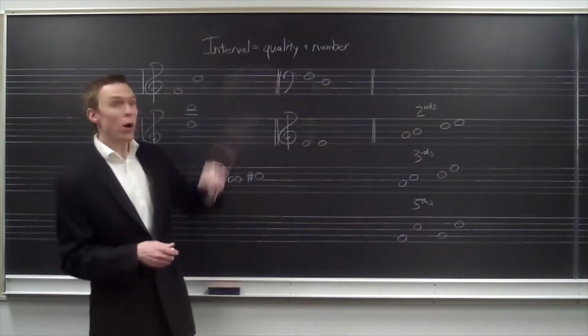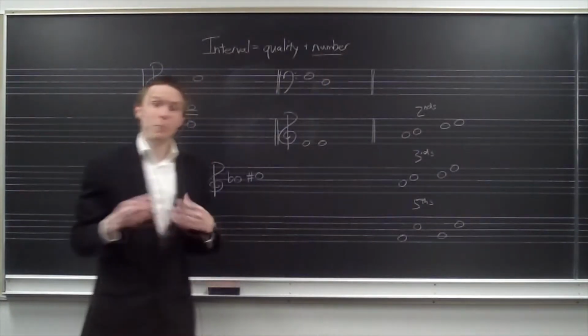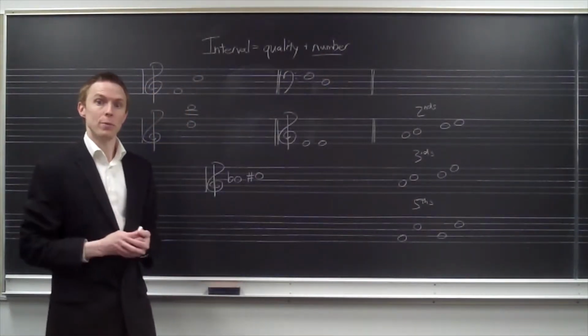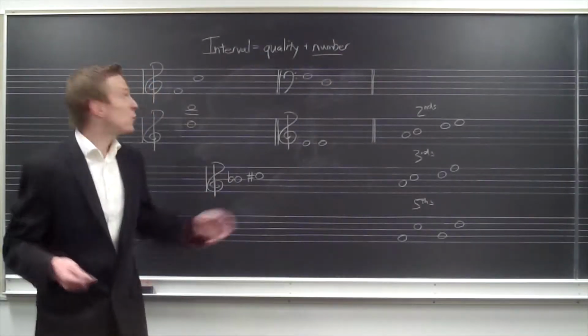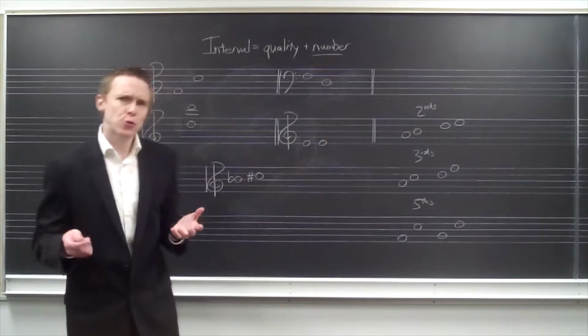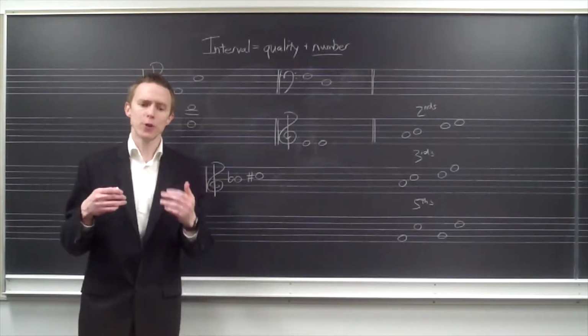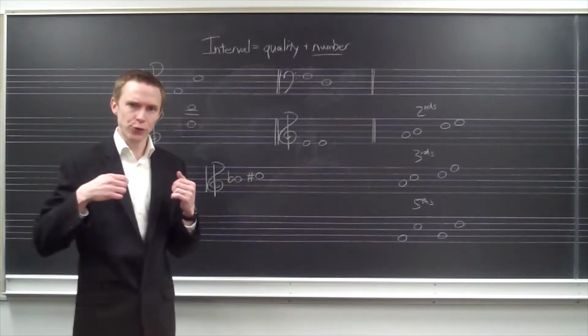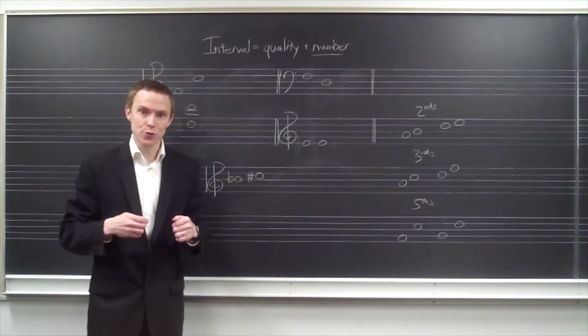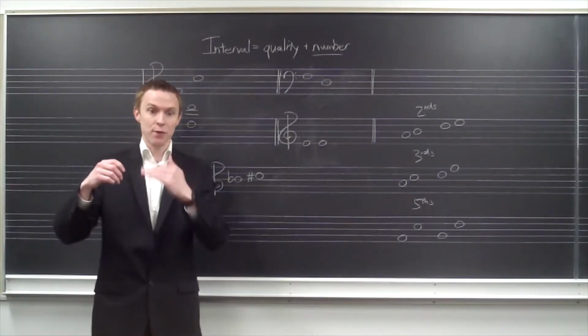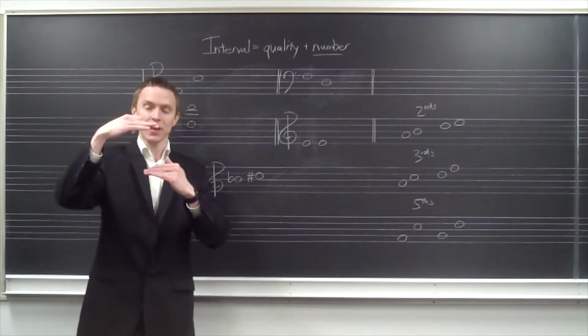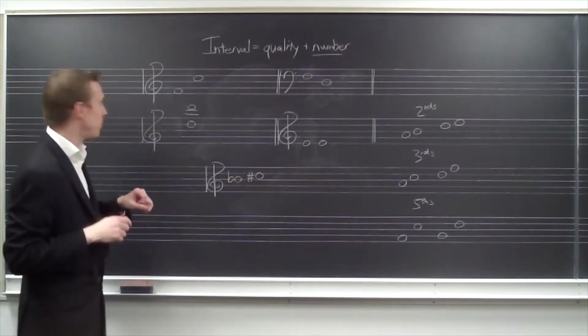Now of these two parts, it's the number that is much easier to determine. So that's where we'll begin. To determine an interval's number, all you have to do is count up the total number of lines and spaces on the musical staff encompassed by the two notes, including, importantly, the location of the bottom note and the location of the top note. So let's look at a couple of examples.